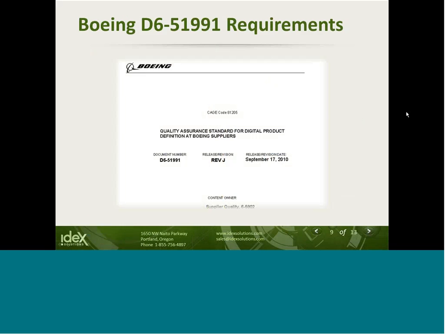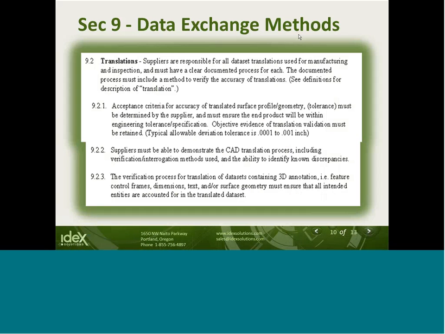Just to outline the typical quality document that you might see, or the most prominent one, the reason we even developed this tool is because of Boeing's D6-51991 requirements for digital product definition at the Boeing suppliers. This is the document you're trying to comply with when you validate a translation as a Boeing supplier. There are very specific parts of the document that pertain to data exchange methods, and usually they talk about translations. Suppliers must be able to demonstrate the CAD translation process, including verification and interrogation methods used and the ability to identify known discrepancies. That's validating a translation, that 9.2.2, which is what our comparison suite provides.